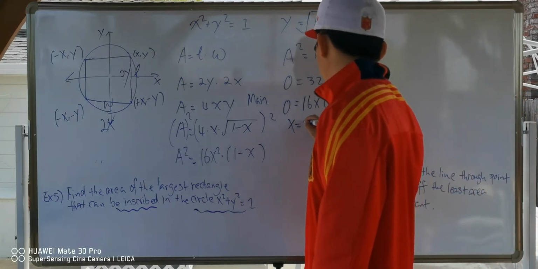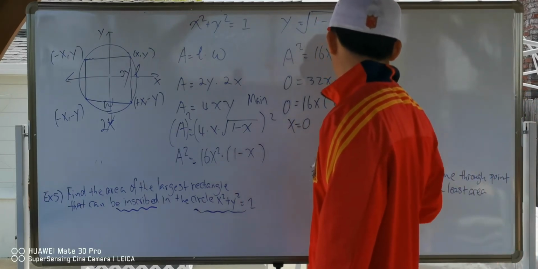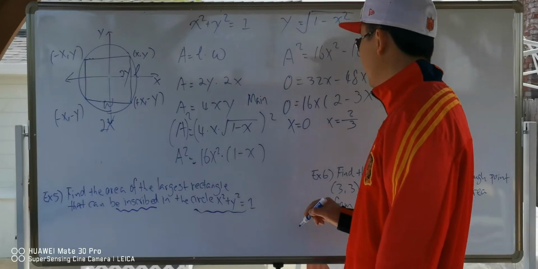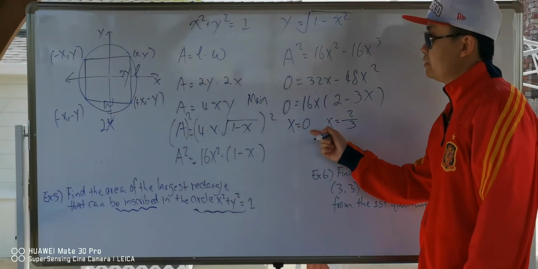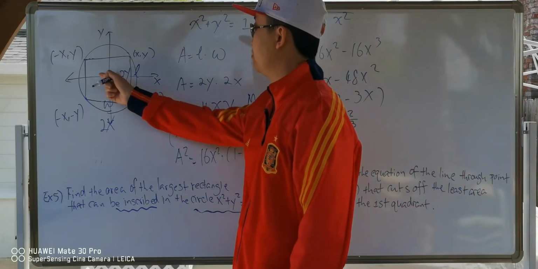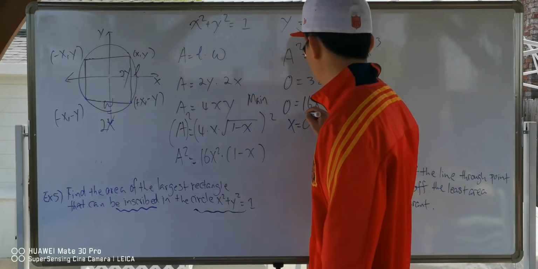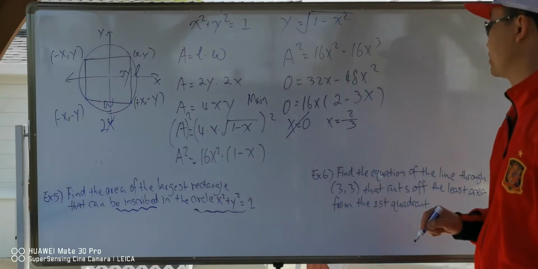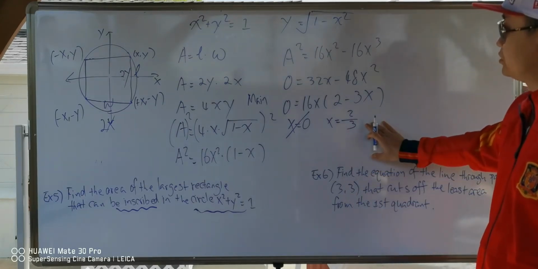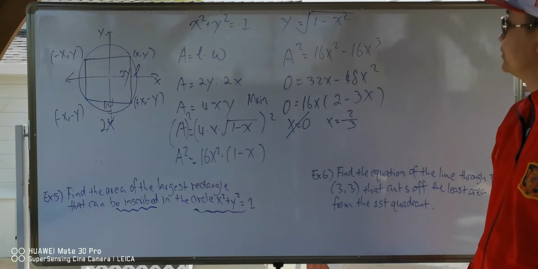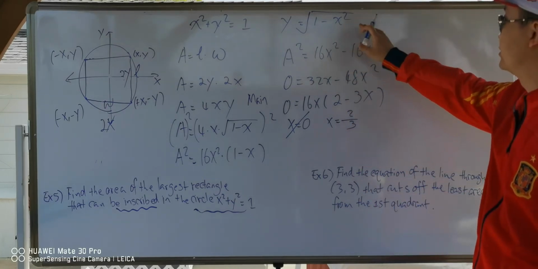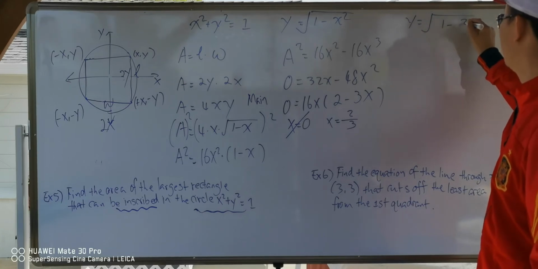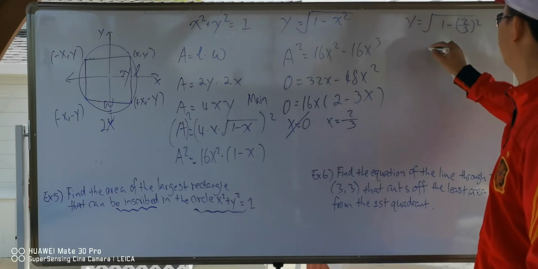So x equals 0, x equals 2/3. Now x cannot be 0, because if x equals 0 it won't be a rectangle. So x equals 0 doesn't apply, and it's only 2/3. Now to solve for y, we plug the number back into the auxiliary equation. So y equals the square root of 1 minus 2/3 quantity squared.